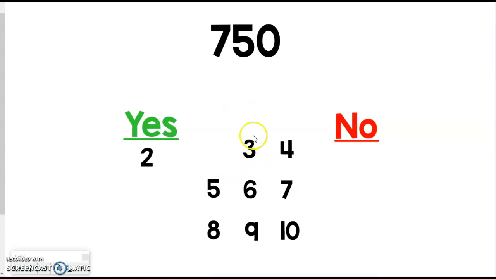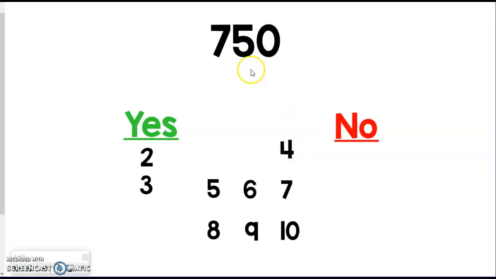So to check for 3, remember it said on your list, if you look, it says sum of digits is divisible by 3. So let's add up these numbers. 7 plus 5 is 12, plus 0 keeps it at 12. 12 is divisible by 3, so yes, it works. It's divisible by 3. Okay.